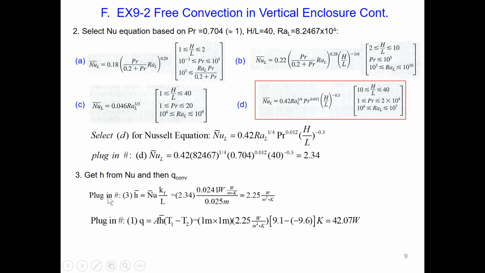3. We plug in numbers to equation 3, Nusselt number, thermal conductivity, L, to get its heat transfer coefficient value. Then plug back in numbers to equation 1, area, heat transfer coefficient, T1 minus T2, to get its convection heat rate.